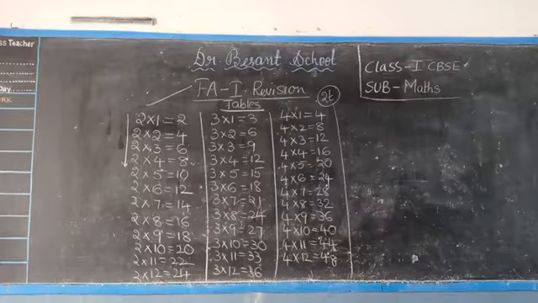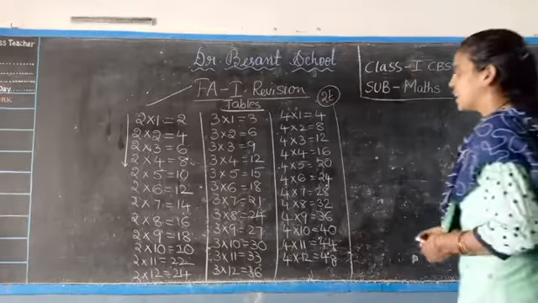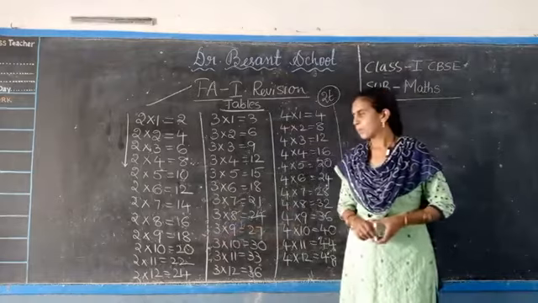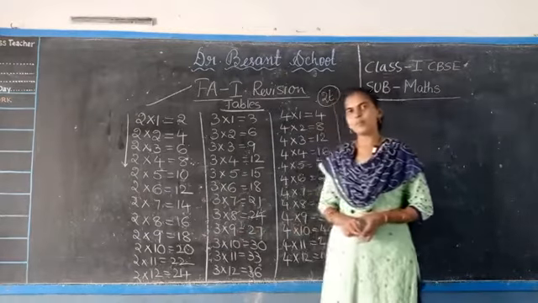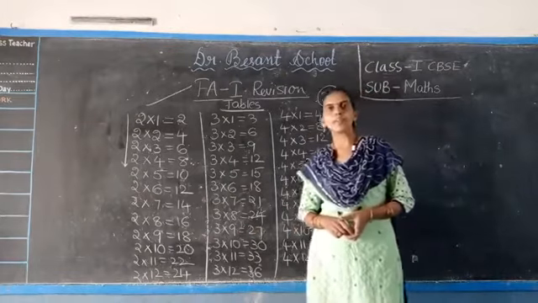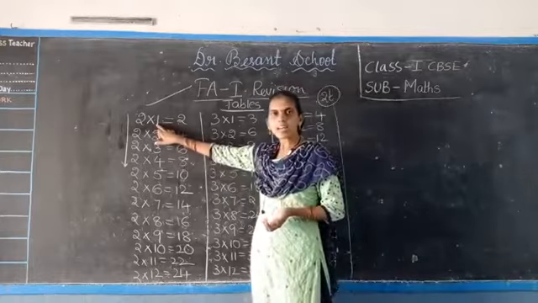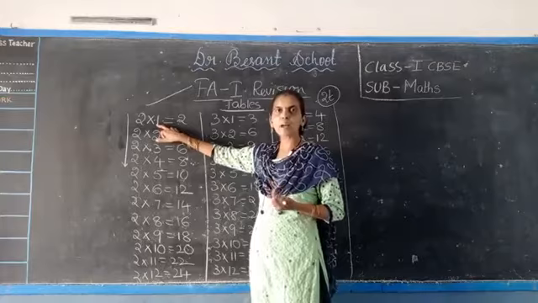2 6s are 12. 2 7s are 14. 2 8s are 16. 2 9s are 18. 2 10s are 20. 2 11s are 22. 2 12s are 24. While reading, put a finger wherever I start making you learn by heart.